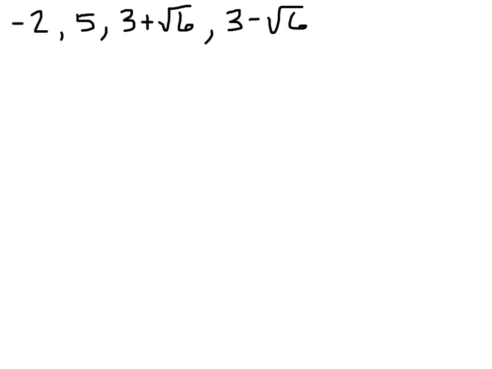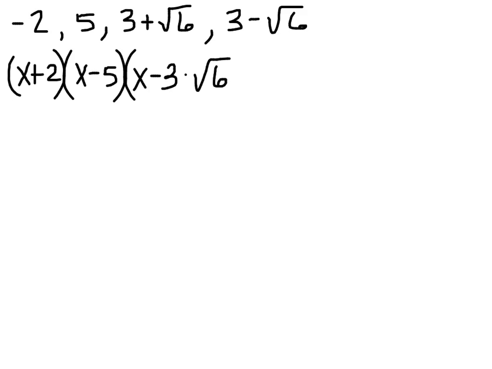27 is very similar to this. Negative 2, 5, 3 plus root 6. So which one's missing for this one? 3 minus root 6. And then when I put them back in there, the negative 2 becomes x plus 2. The positive 5 becomes x minus 5. x minus 3 minus root 6. x minus 3 plus root 6.